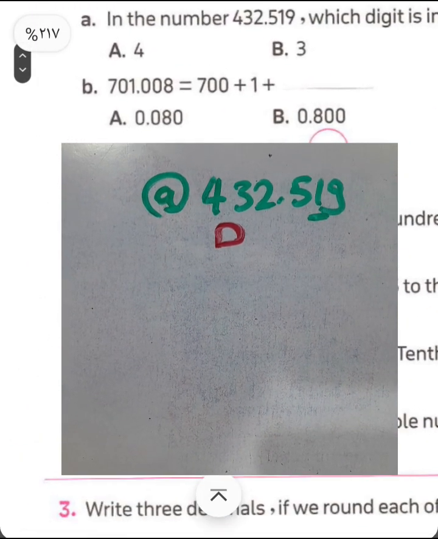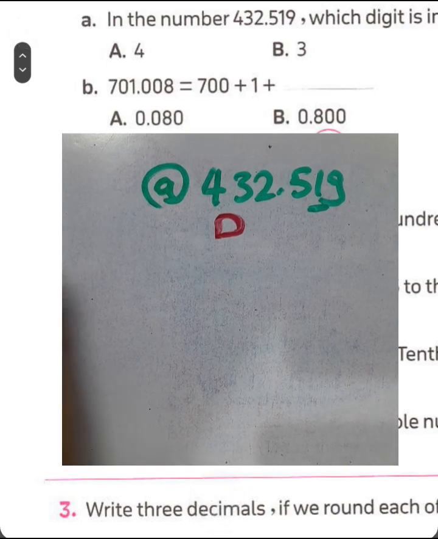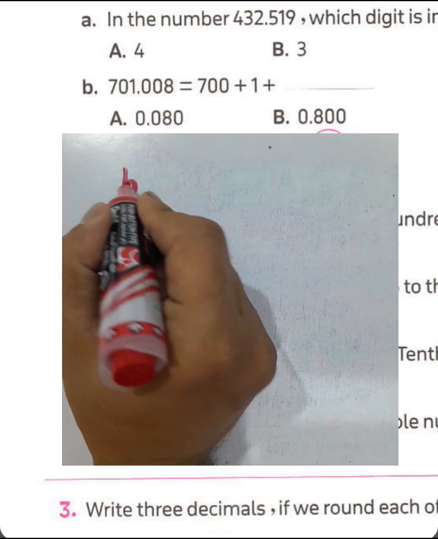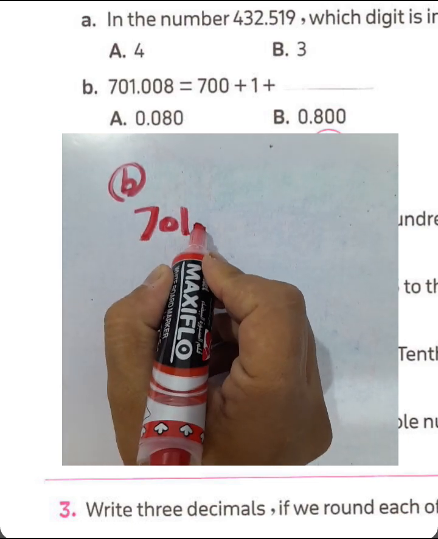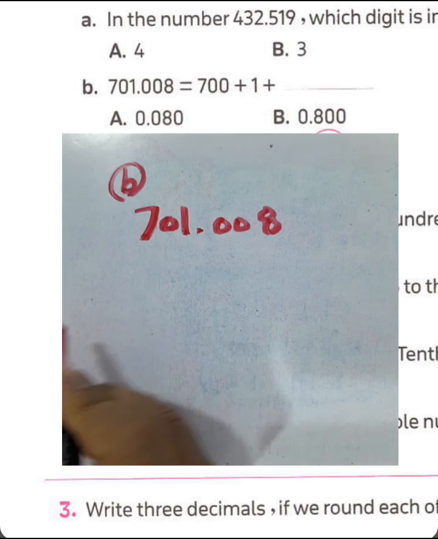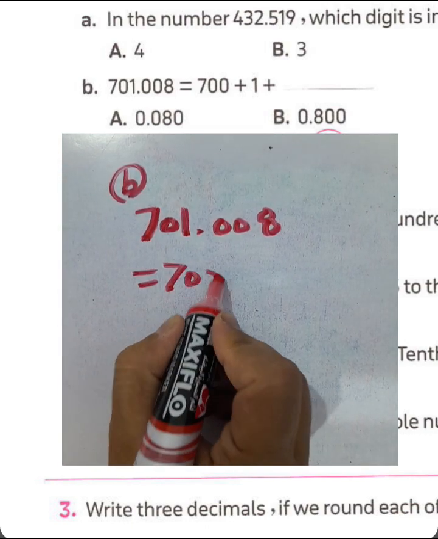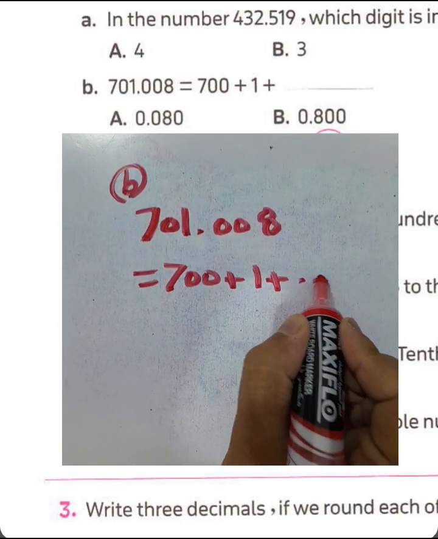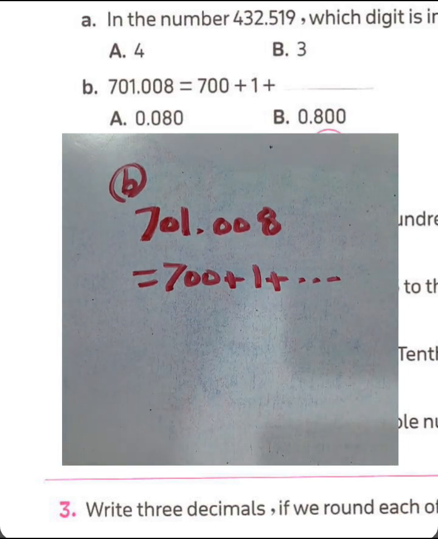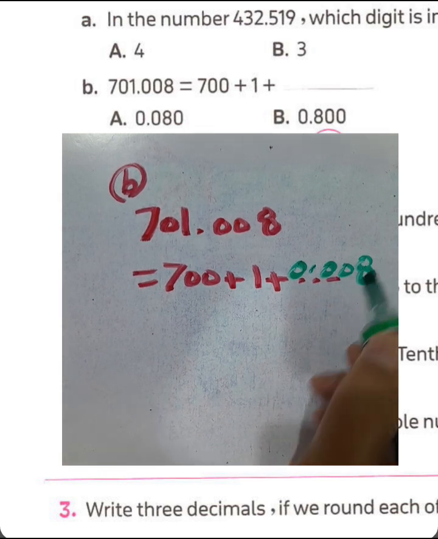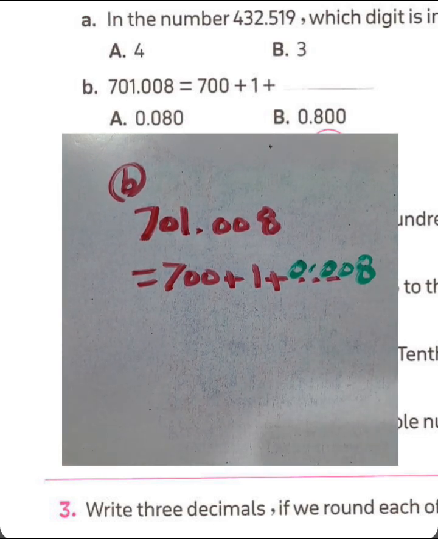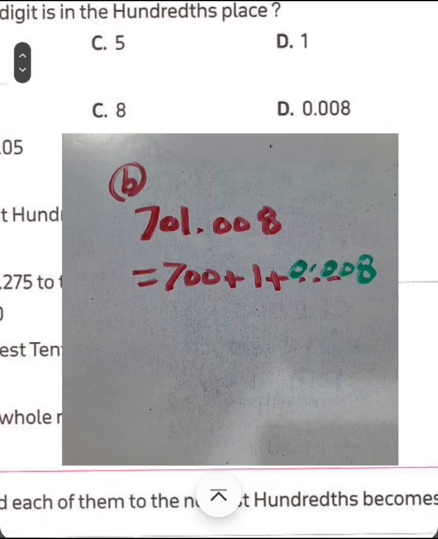Question letter B. Here write this number in expanded form. 701 and 8 thousandths equals 700 plus 1 plus a space. We have here 8 in the thousandths place. Write 0.8 behind it. Okay. Question letter B shows letter D. Okay.